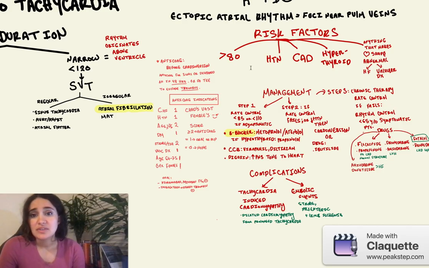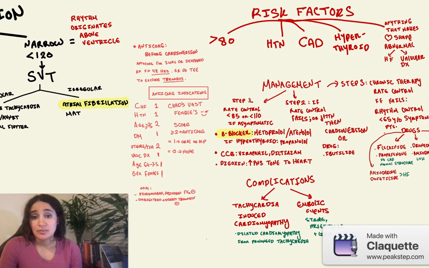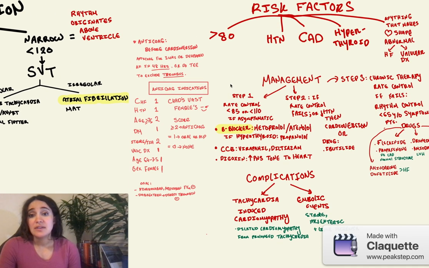So some of the risk factors for developing AFib are older age, if you're over 80, and then if you have hypertension, coronary artery disease, hyperthyroidism, and anything really that makes the heart shape abnormal, like heart failure or valvular dysfunction. In terms of management, the first thing you want to do depends on if they're symptomatic or asymptomatic.